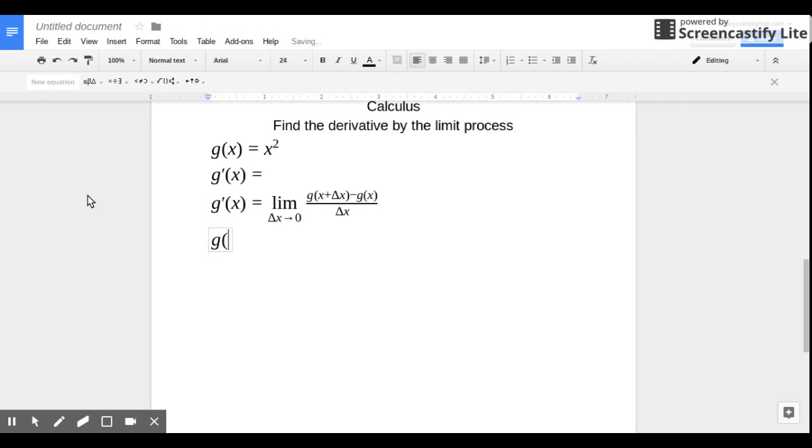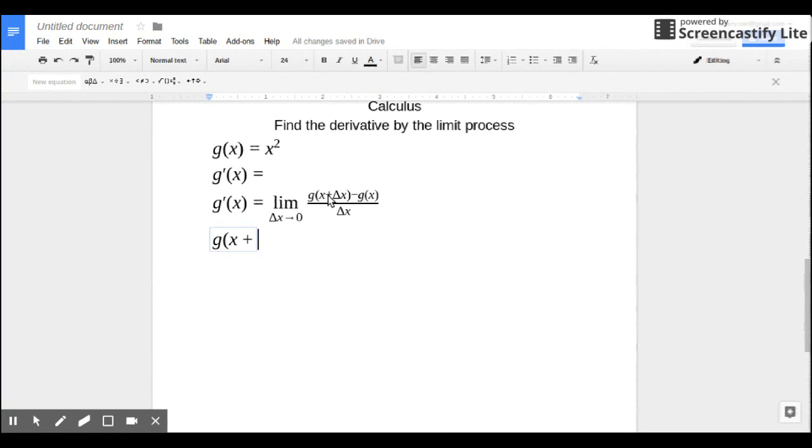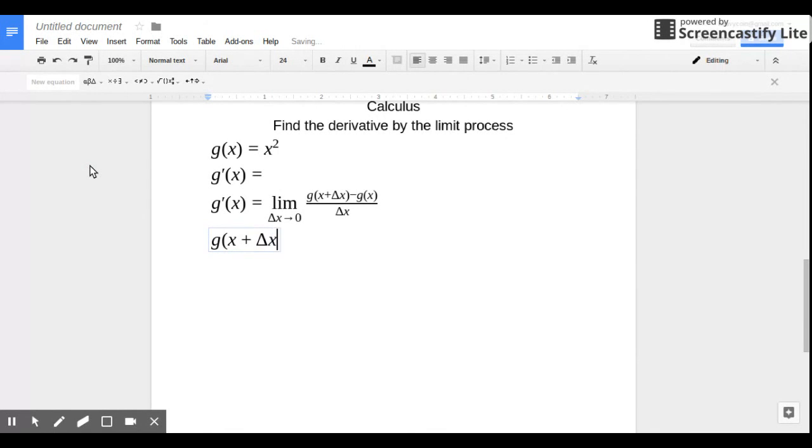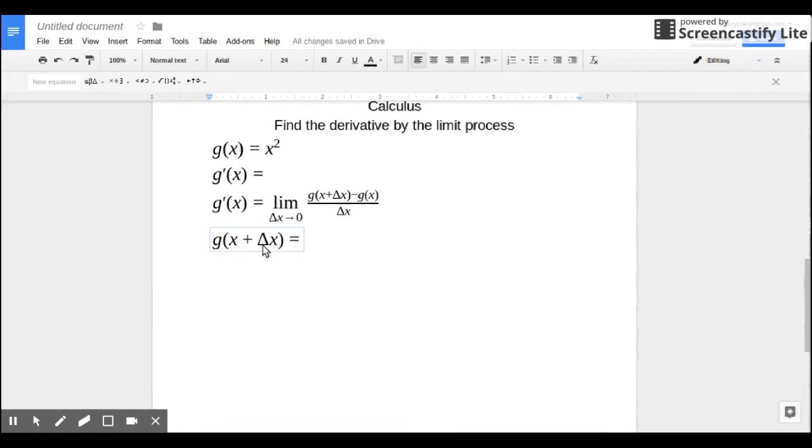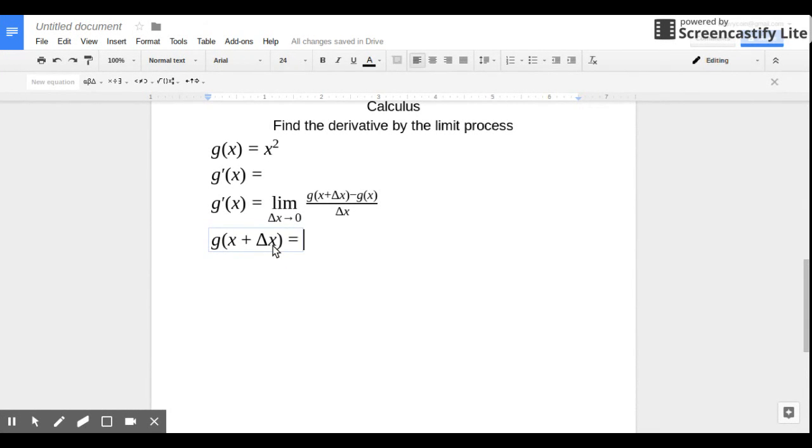Okay, so we're going to have g of x plus delta x. I guess it's not going to let me do that. So let's, all right, is equal to. Now remember, whatever is in parentheses right here, this x plus delta x, is going to go right in here for this x. You've got to keep that in mind. I know it took me a little bit of time to wrap my mind around that when I was first learning this stuff.